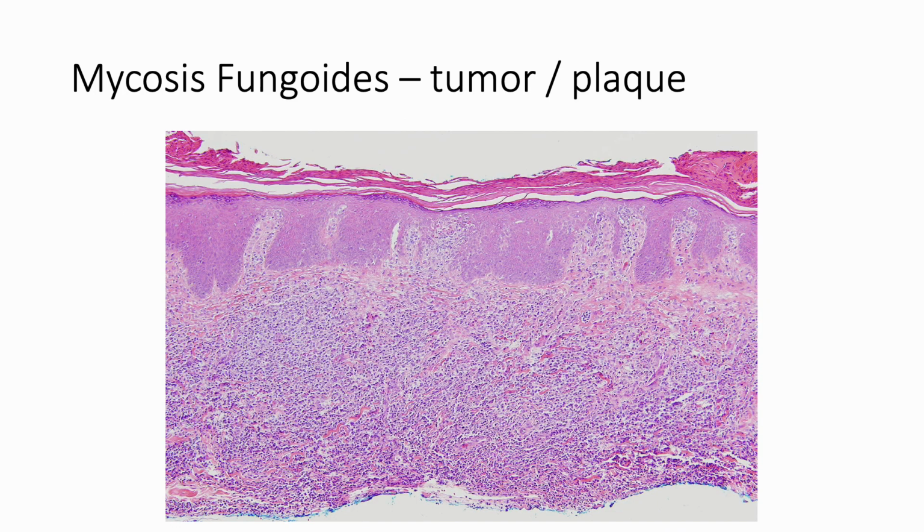In reality, patch stage mycosis fungoides is sometimes difficult to diagnose, but I guess in your exam they should give you either tumor stage or plaque stage, meaning there are many atypical cells inside the dermis as well as in the epidermis. If you see that, just go with T-cell lymphoma, mycosis fungoides. And the typical immunophenotype is CD3 positive, CD4 positive, CD8 negative. Let's talk about the stain in the next slide.